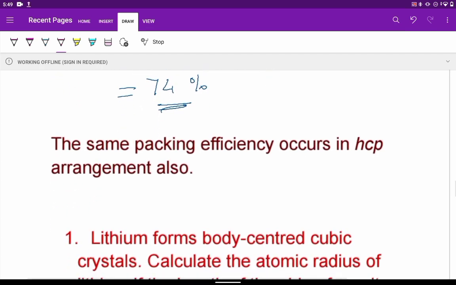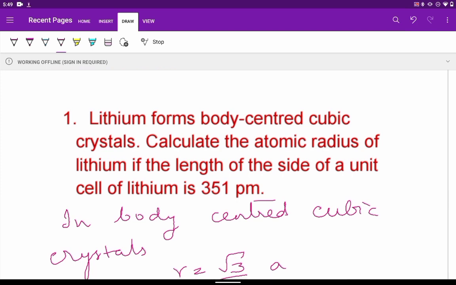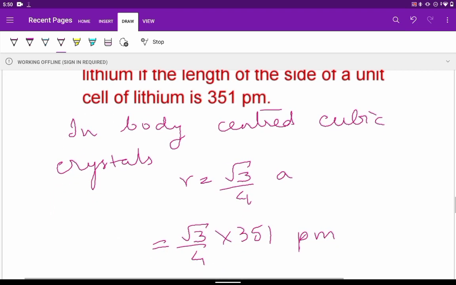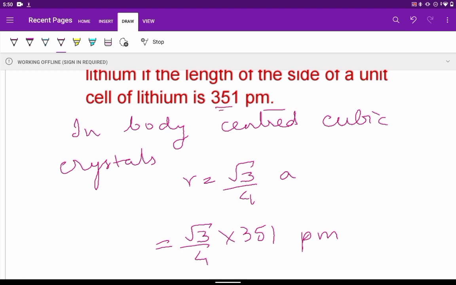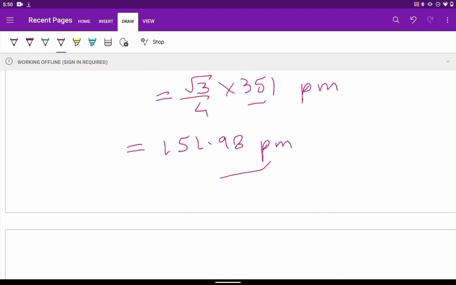Next we will see two numericals. First one: lithium forms body-centered cubic crystals. Calculate the atomic radius of lithium if the length of the side of a unit cell of lithium is 351 picometers. Now see students, in body-centered cubic crystals, r equal to root 3 by 4 a. So we put the values. It is root 3 by 4 into a, the value they have given, 351. On calculating we get 151.98 picometers.